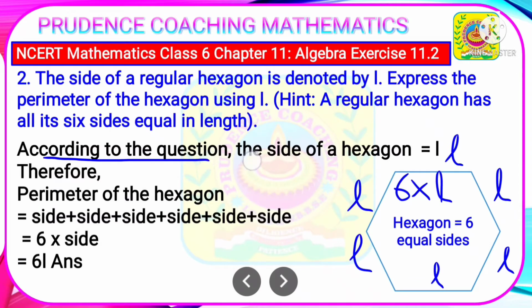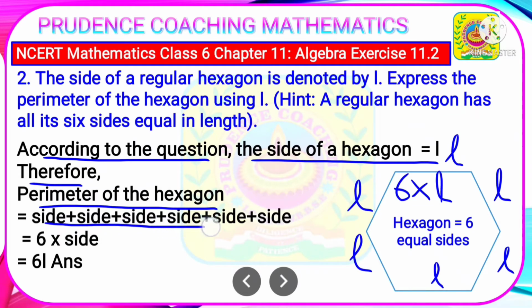According to the question, the side of a hexagon is L. Therefore, the perimeter of the hexagon is side plus side plus side plus side plus side plus side, as we have 6 outer boundaries, that is 6 sides. So we are adding all the sides, and as the values of these sides are equal, we are adding 6 times side, 1, 2, 3, 4, 5, 6. So 6 into side. But here the value of side is given to be L. So instead of writing side, we are representing it with L. So our final answer is 6L here.